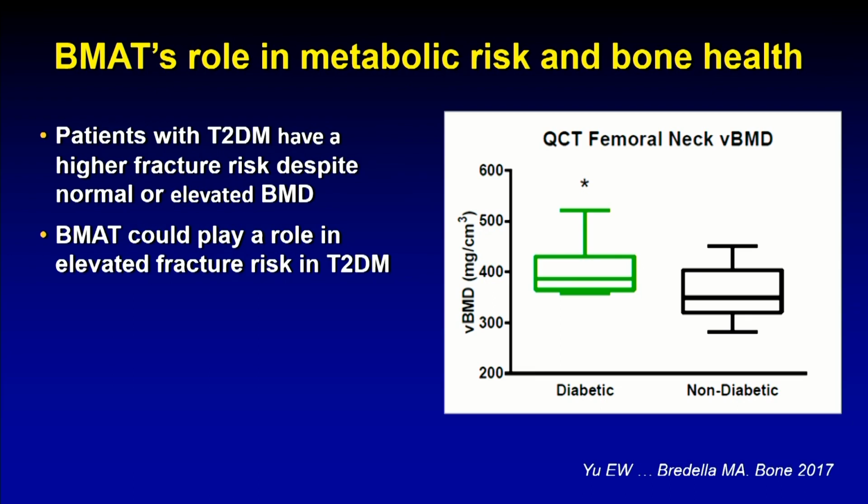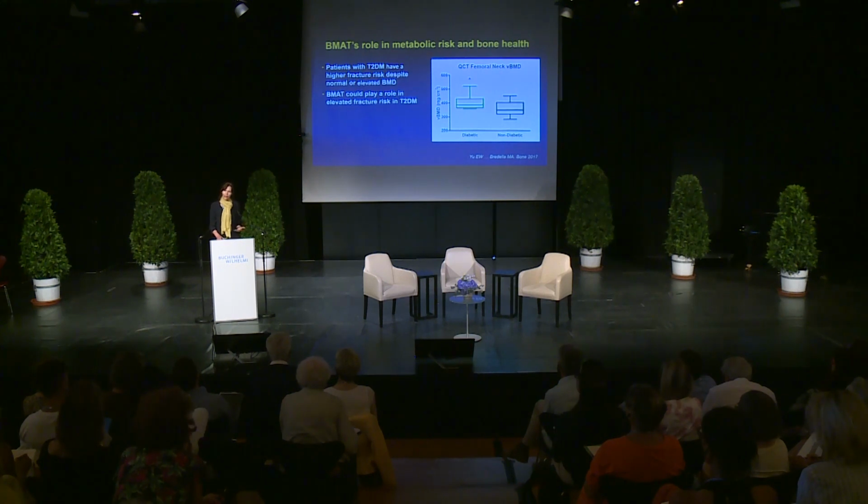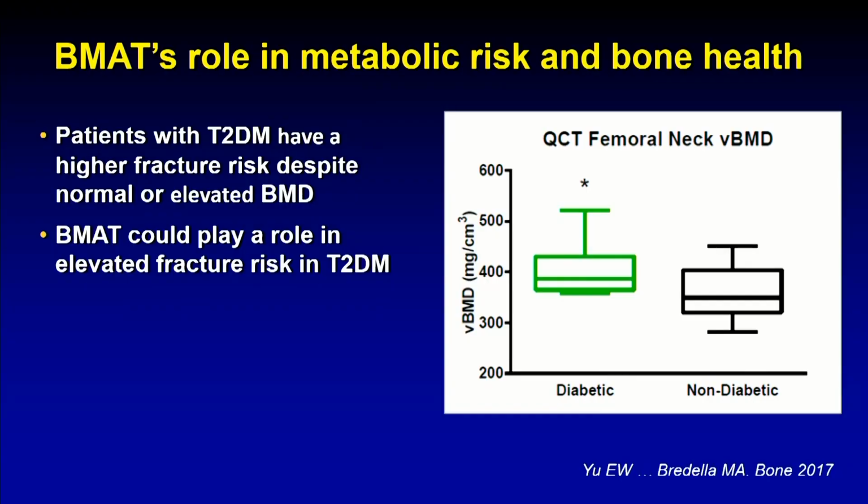So we actually wanted to look at the role of marrow adipose tissue in metabolic risk and bone health, and we studied patients with obesity who had type 2 diabetes, because patients with type 2 diabetes are really interesting. They have very high or higher bone mineral density or normal, but they are still at an increased risk of fractures. So we thought maybe marrow fat might play a role in this. So we studied patients with obesity. We had two groups. One group had type 2 diabetes and the other group was equally obese, same age and BMI, but they did not have diabetes. And we found that the patients with diabetes had higher bone mineral density.